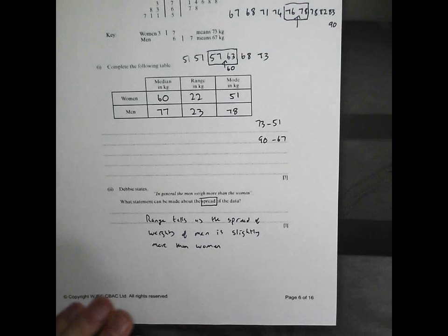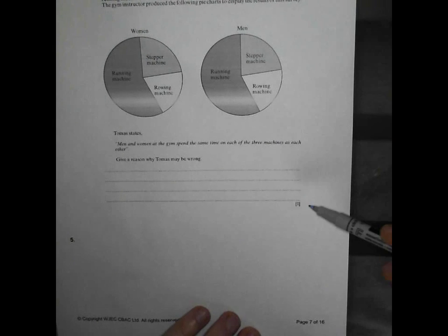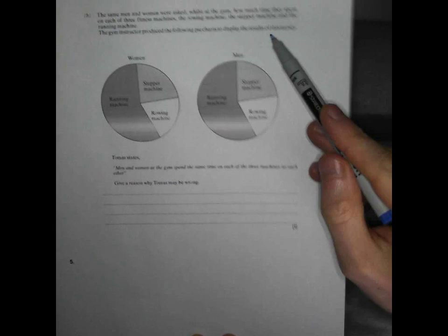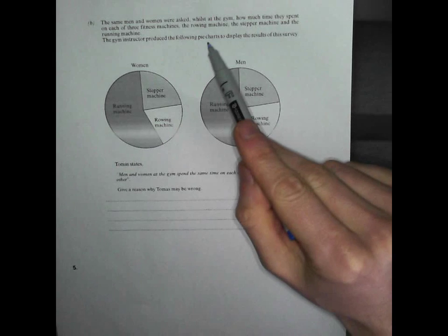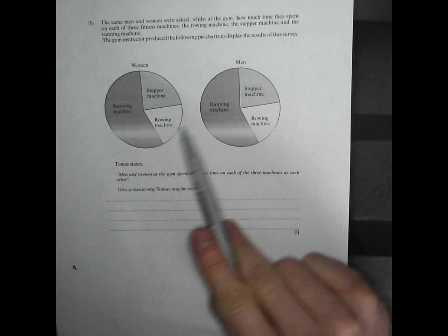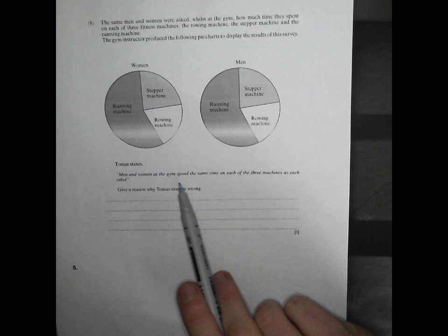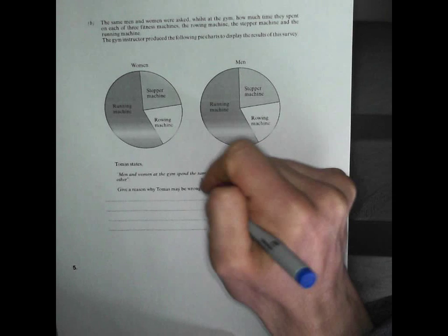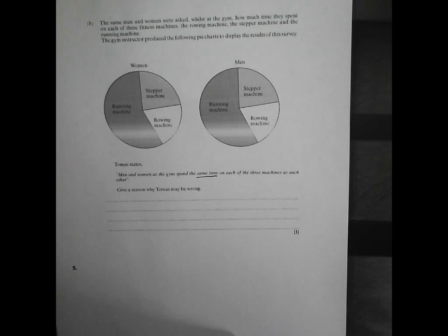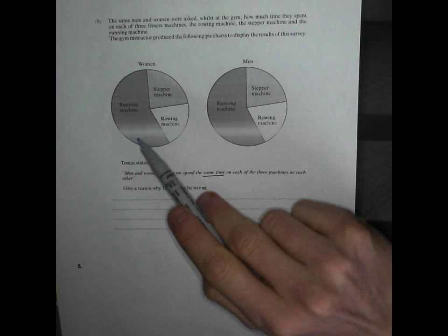Now, the fun of this question isn't over yet, because there's another bit here which has got a lovely little pie chart. Now, this is a flipping tricky mark to get. The same men and women were asked whilst at the gym how much time they spent on each of the 3 fitness machines, rowing, stepper and the running machine. The gym instructor produced the following pie charts to display the results of the survey. Thomas is chipping in here. Men and women at the gym spend the same time on each of the 3 machines as each other. Now, looking at those pie charts, it looks like he's got a fair point here because they're exactly the same.